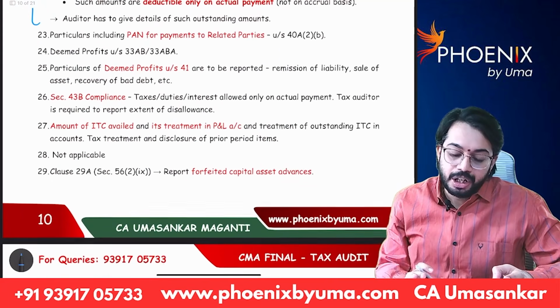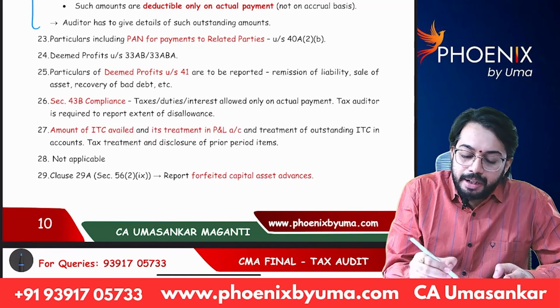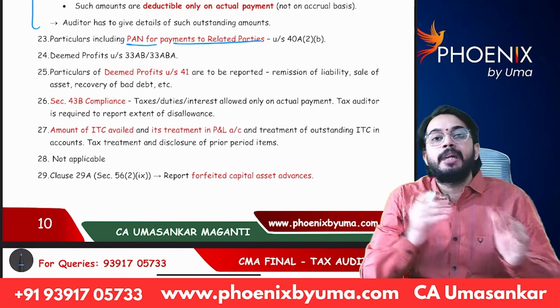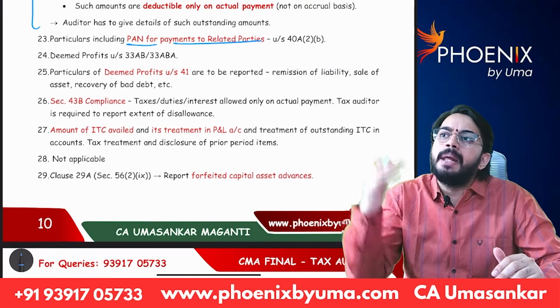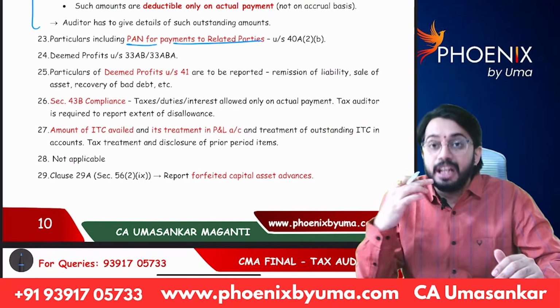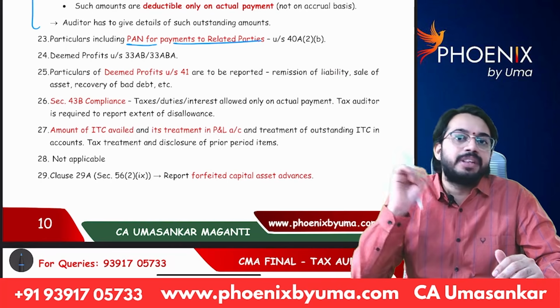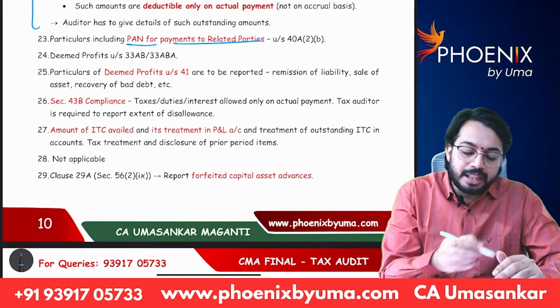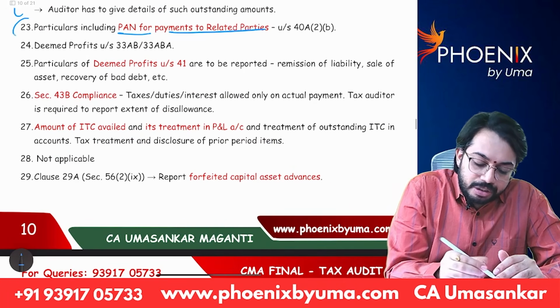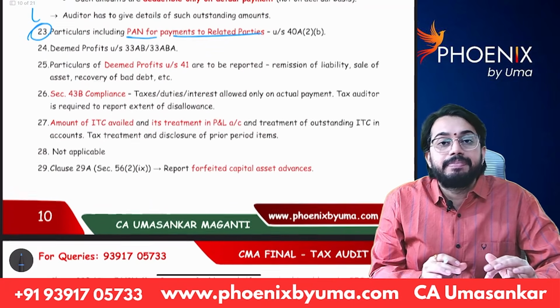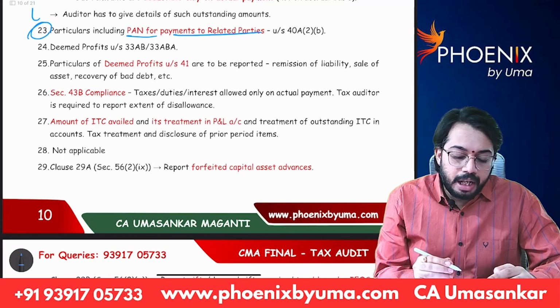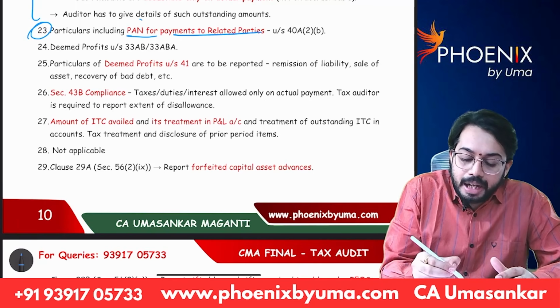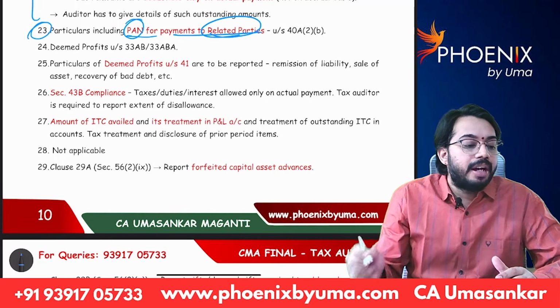Okay. Next, 23. Particulars including PAN for payments to related parties. In current financial year 25-26, are there any payments made to related parties? If so, whatever the transactions with related parties are there, all those transactions are required to be given in clause 23. Are you able to understand? Next, even PAN number of related parties are also required to be given.